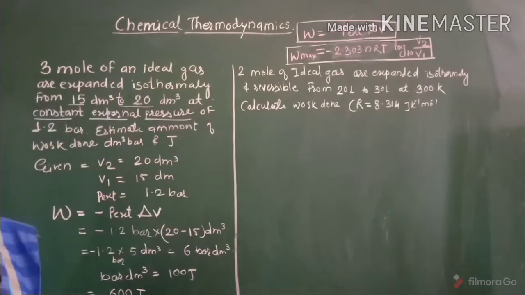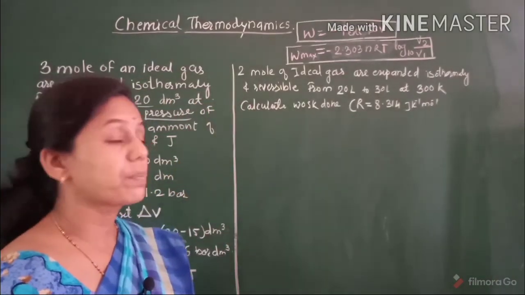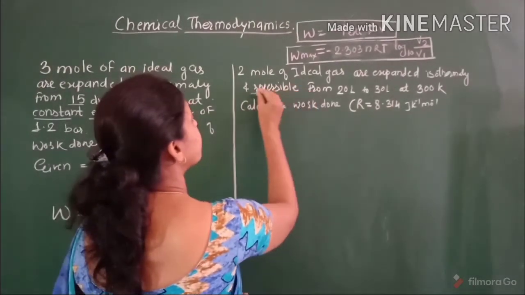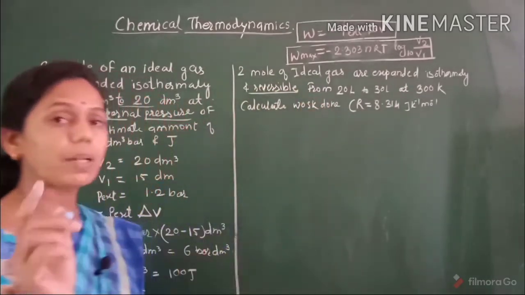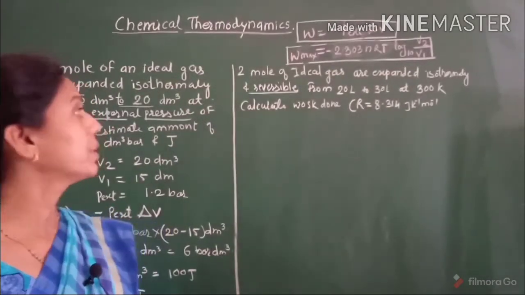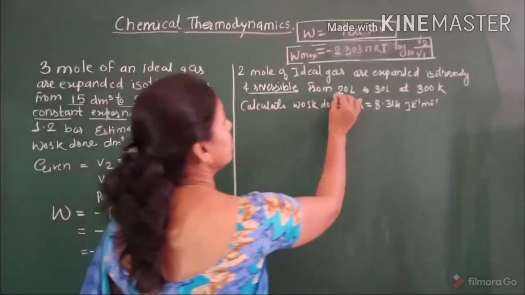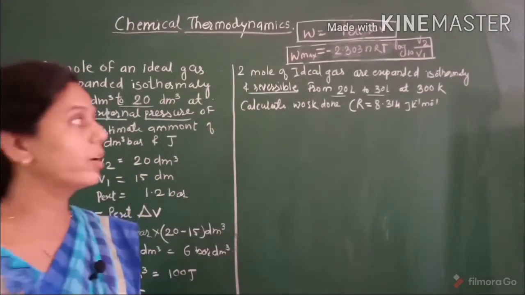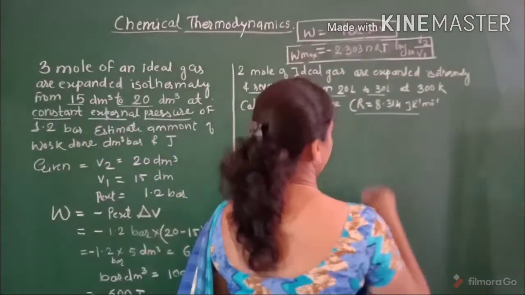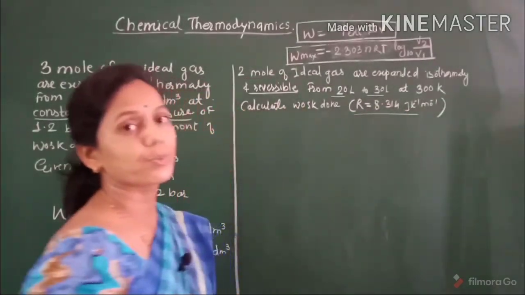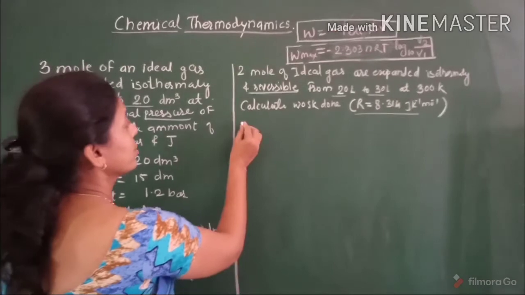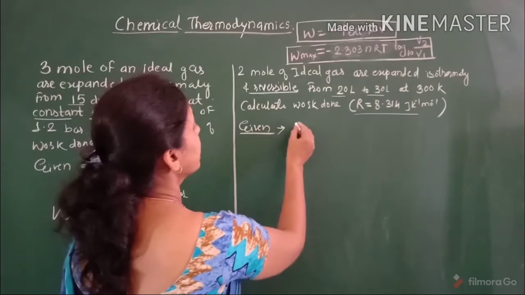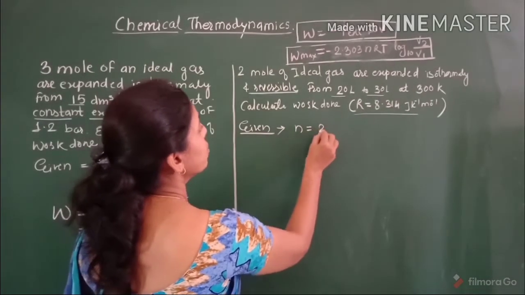Now focus on the second example. 2 mole of an ideal gas expanded isothermally and reversibly, and reversible expansion means maximum work, from 20 liter to 30 liter at 300 Kelvin. And in the case of maximum work, generally R is given. Here R is given to you. So use that formula first. We write the given here. What is given here? n equals 2 mole.